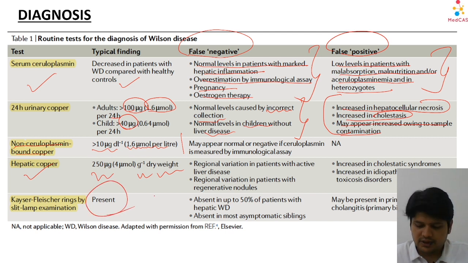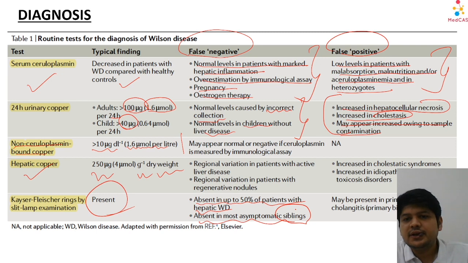Here we already know absent in up to 50% of patient with hepatic disease. This is absent in most asymptomatic sibling. So sibling, if you send to ophthalmologist to look for KF ring as well, it won't be there. Okay, so that's a very important few simple fact. You cannot make an asymptomatic case diagnosis on KF ring. You cannot show off with your juniors that I saw KF ring and I diagnosed Wilson. No, he had symptoms.